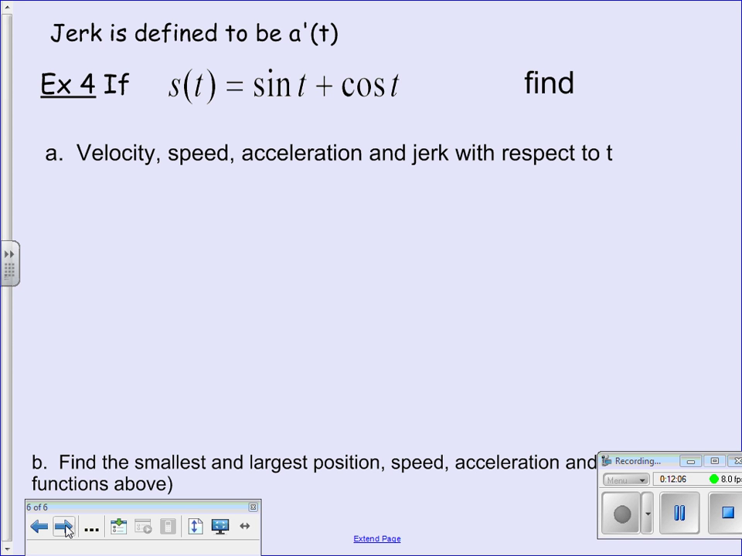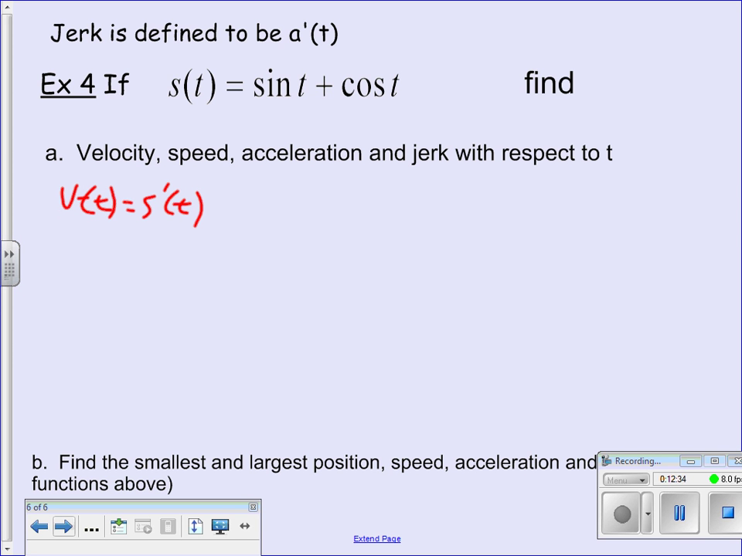So s of t is the position. They use s for position. So the first derivative would be what? Velocity, speed, and acceleration and jerk with respect to t. So here we go. Let's do this. If s is my position, v of t is s prime of t, the first derivative.